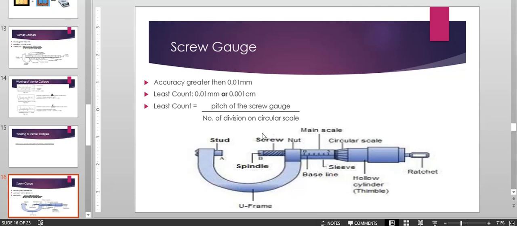Now let's talk about the construction of this screw gauge. This is the stud and this one is known as the spindle. In between the stud and spindle, we place an object to find out the diameter of that object. This is a U frame which is fixed. This spindle is movable. This is the main scale. This line is known as an index line or the baseline. This scale, which is on the thimble or the hollow cylinder, is known as the circular scale. And this is the ratchet.